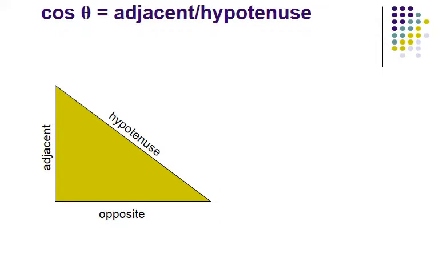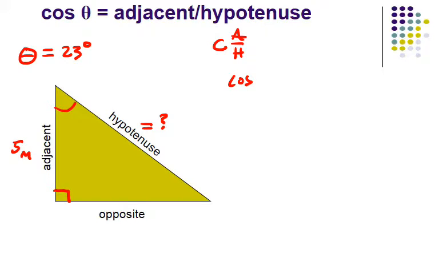Okay, let's go ahead and try the cosine function. So in this case, the right triangle side is here. Let's say this angle here is 23 degrees. And let's say the adjacent side is 5 meters, and we want to find out what the hypotenuse is. So when we set this up, SOHCAHTOA, cosine of 23 equals the adjacent over the hypotenuse. And in this case, the adjacent side is 5 meters. The hypotenuse is what we're looking for.